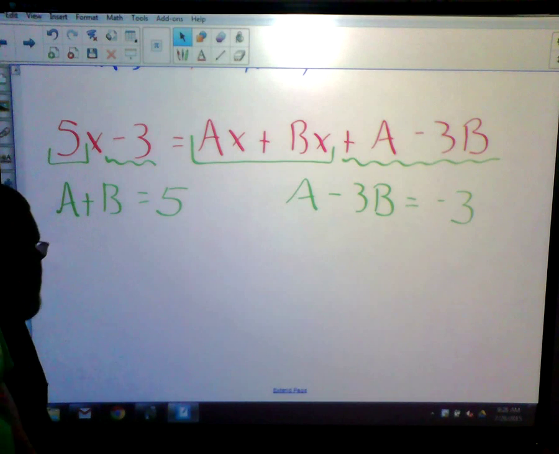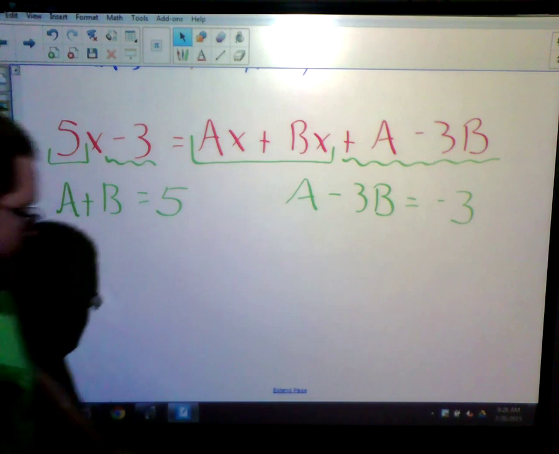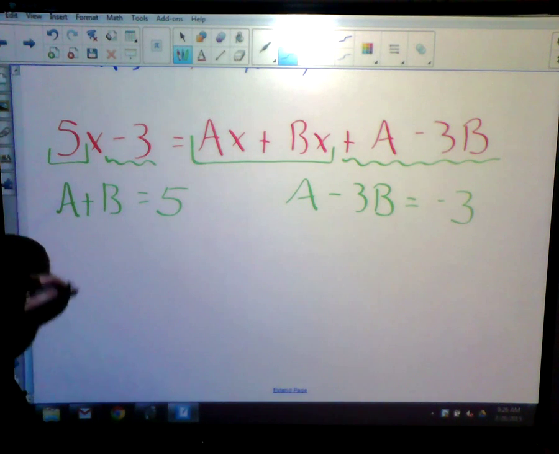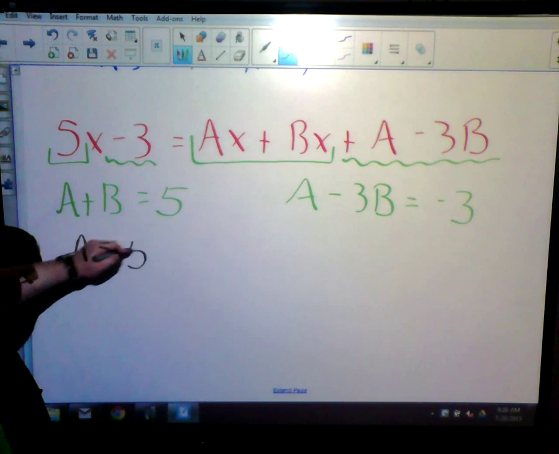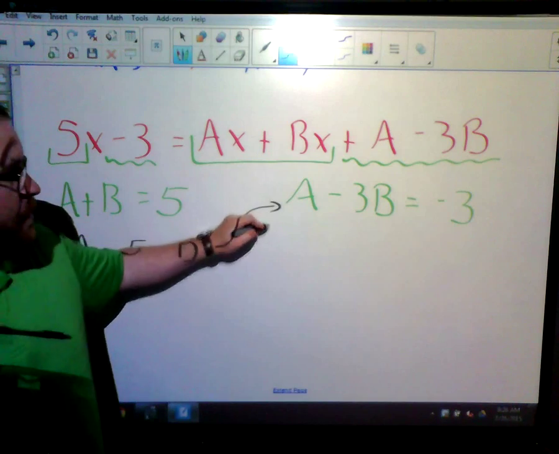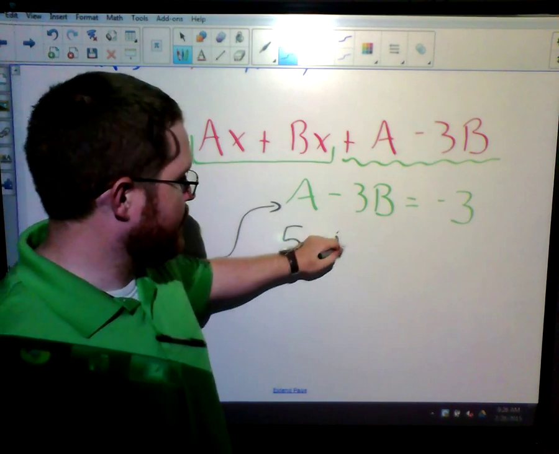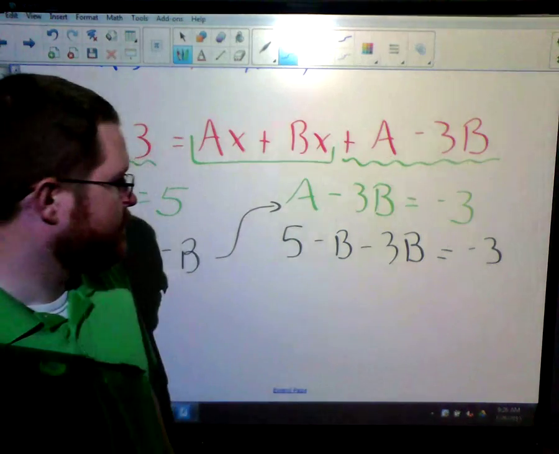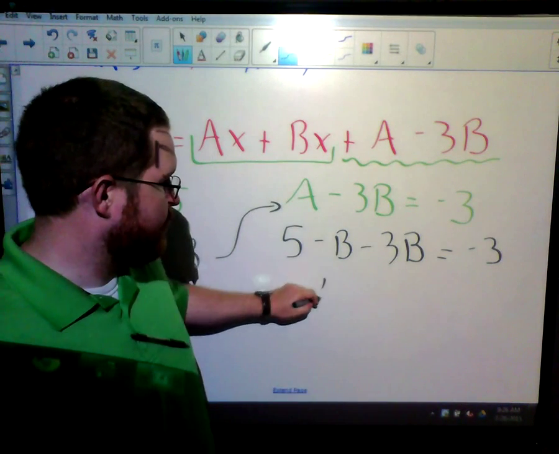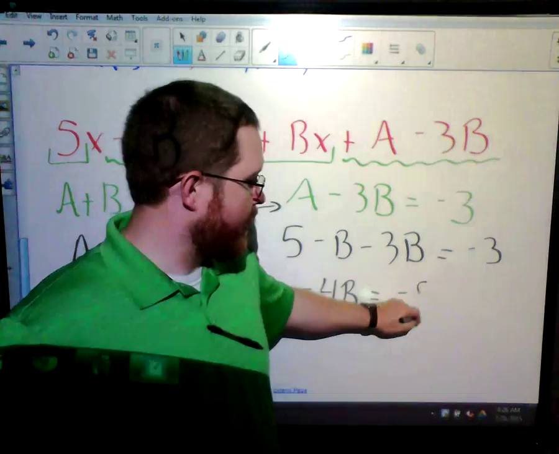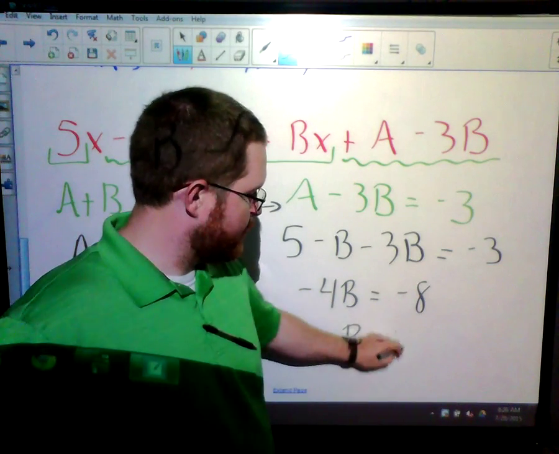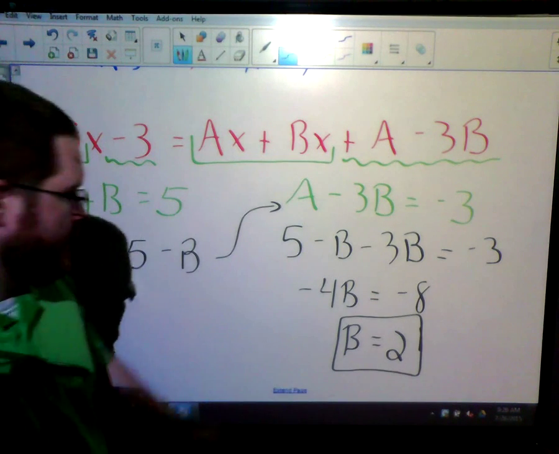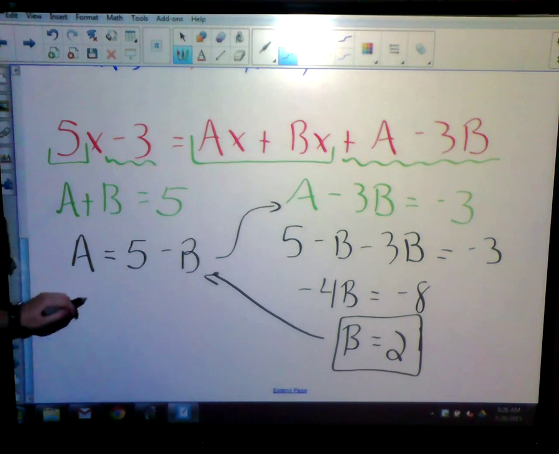Now I have two problems and two variables. I can solve this. Solve for one of the variables. In mine, I'm going to say that a equals 5 minus b. And let's plug it in up here. 5 minus b minus 3b equals negative 3. That means that negative 4b equals negative 8, or b equals 2. Plug it in back here, and I find that a equals 3.